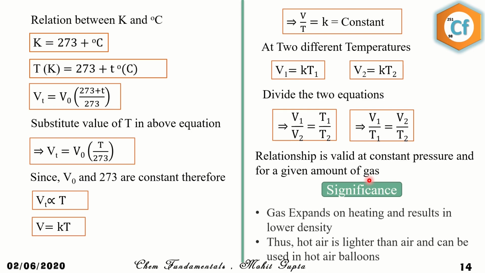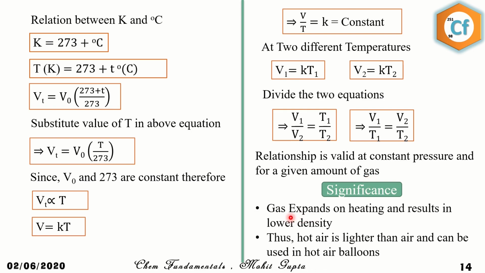Next is significance. So what is the significance? It means that gas expands on heating and results in lower density, which in turn suggests that hotter air is lighter than the common air, and we can use hot air balloons to rise up in the sky.